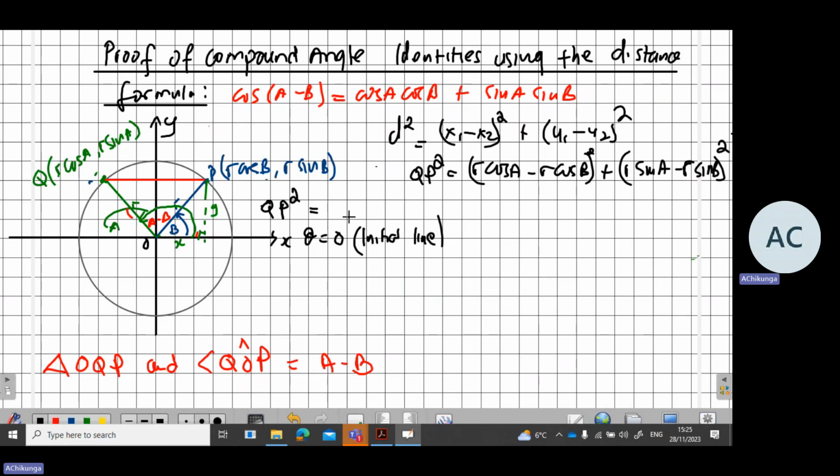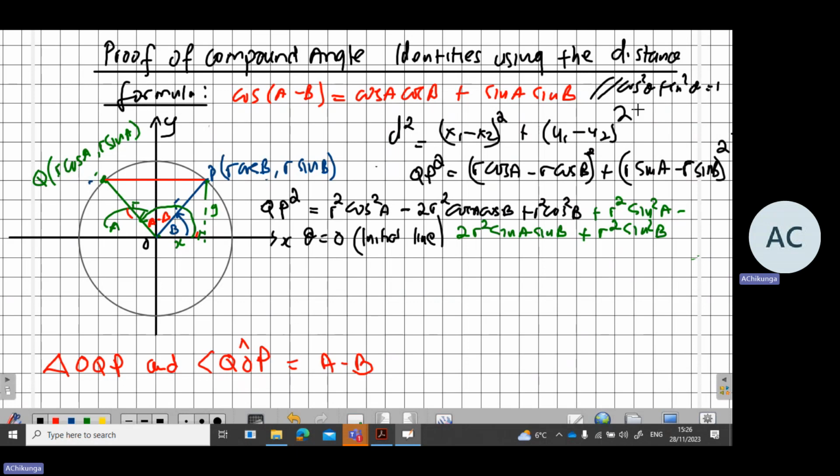QP squared is actually equal to r squared cos squared A minus 2 r squared cos A cos B plus r squared cos squared B, and expanding the second bracket will give me r squared sine squared A minus, I'm going to briefly write it here, 2 r squared sine A sine B, then plus r squared sine squared B. So we understand again that we have got the Pythagoras theorem that says cos squared theta plus sine squared theta is equal to 1.